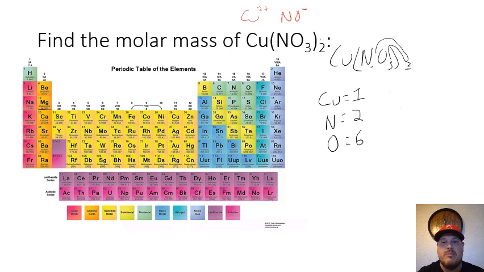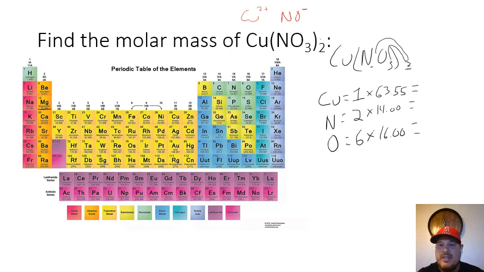All right, so what I'm going to do now is multiply each of these by their atomic weight. The atomic weight of copper, according to my periodic table, is 63.55 grams. The atomic weight of nitrogen is 14.00 grams, and the atomic weight of oxygen is 16.00. Now this is using your periodic table, which only goes up to about 4 significant figures. All right, so I'm going to multiply all these.